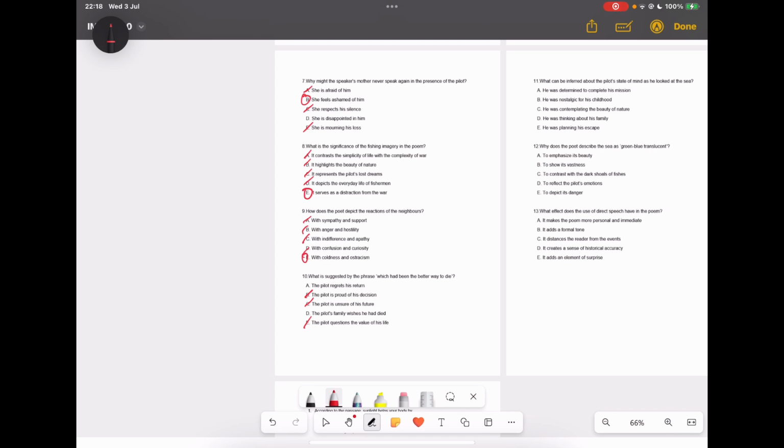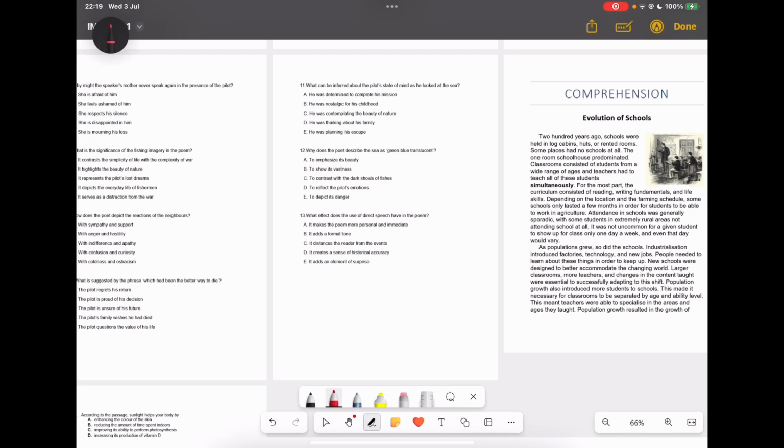And then with D, the family wishes he had died. Well, no, because it's the pilot saying it. So it'll be A. The pilot regrets his return. He must think that if he died, he would be honoured even more than even being alive. He's not even being loved, you could say.